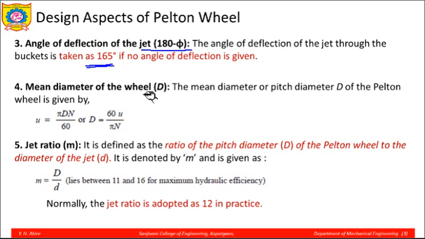The mean diameter of the wheel, capital D, can be calculated by using the formula u is equal to pi D N by 60. The mean diameter is also known as the pitch circle diameter, capital D, of a Pelton wheel. So D is equal to 60 into u divided by pi into N.